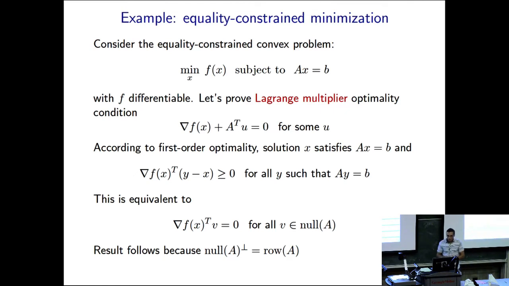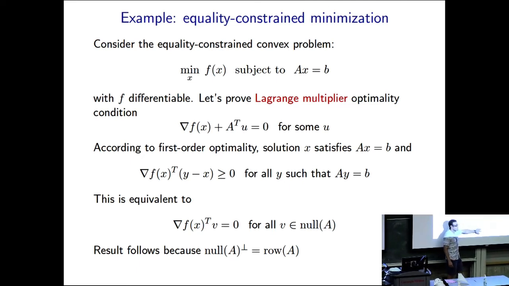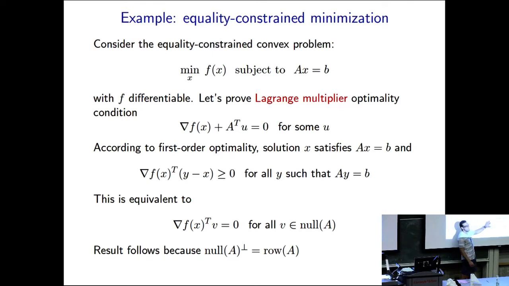You can rewrite that, prove this is equivalent to essentially the following condition: the gradient of f of x transpose v must be equal to 0 for all v that are in the null space of A. Okay, and using another basic fact in linear algebra, the orthogonal complement of the null space of A is the row space. So if I tell you that something is orthogonal to everything in the null space of A, it must be in the row space of A.